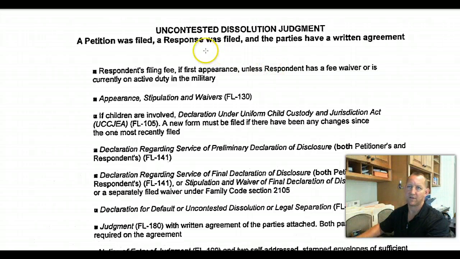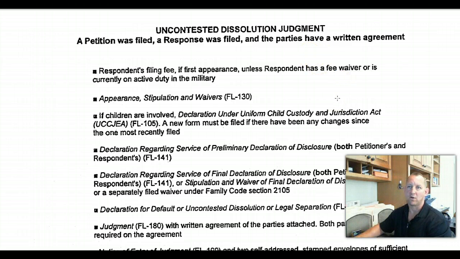Now, this is still considered an uncontested divorce. Even though the other party filed a response, it doesn't mean it's contested. It's uncontested, and this is because you have not gone to court and you didn't have to have a hearing and the judge make orders. In this uncontested divorce, this means that a petition was filed, so you filed your petition. A response was filed, okay? The other party or your spouse filed a response, but then ultimately you guys entered into a written agreement. Okay, so that's why this is still considered uncontested.